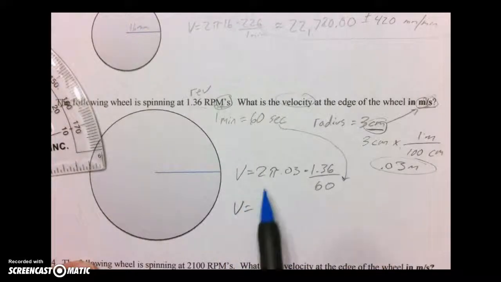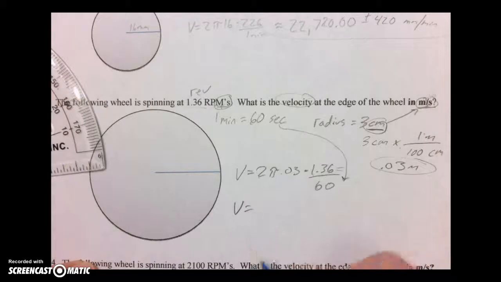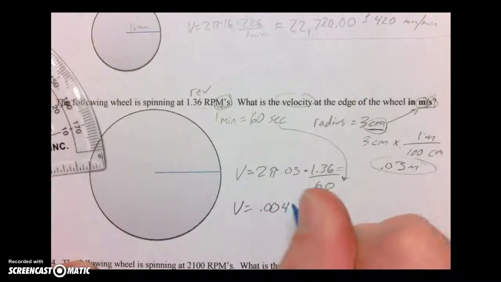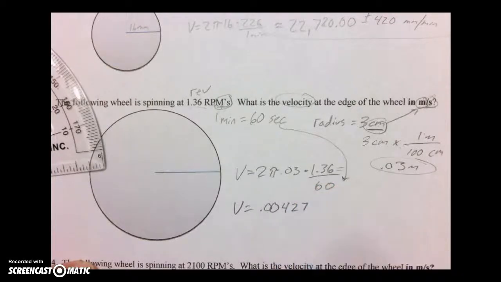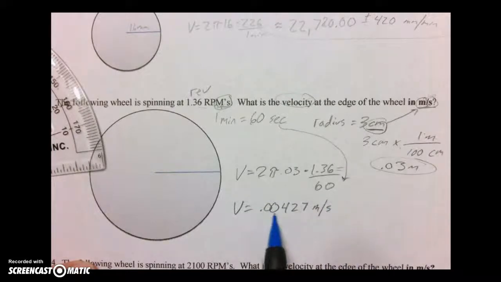Now in my calculator, I just do 2 times the pi key times 0.03 times 1.36, and then hit equals, then divide by 60. And that should give me a velocity of 0.0042, we'll round off to 7 meters per second. I know we usually tell you to round to the nearest hundredth, but if we did that, it would just be 0.00. So we're going to go a little bit further. This is a pretty slow moving wheel.